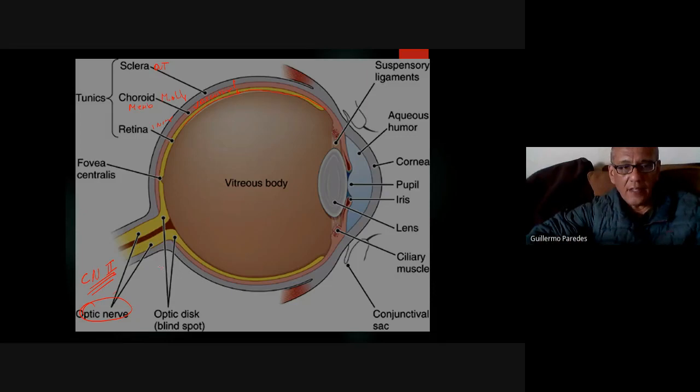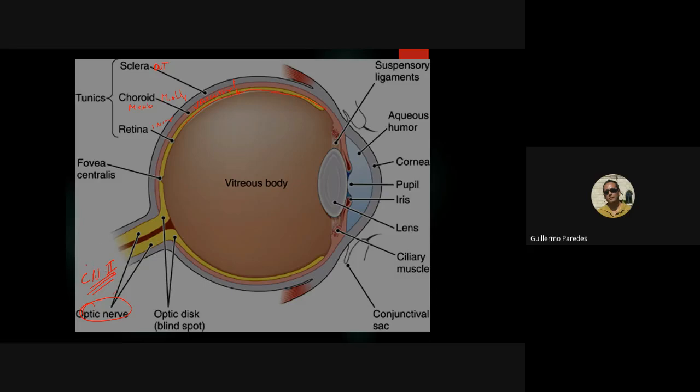The retina is the continuation of the cranial nerve number 2. Cranial nerve number 2, and this is for vision only. It's not for eye movement. Listen, not for eye movement. It's just for vision. You okay with that? Excellent.